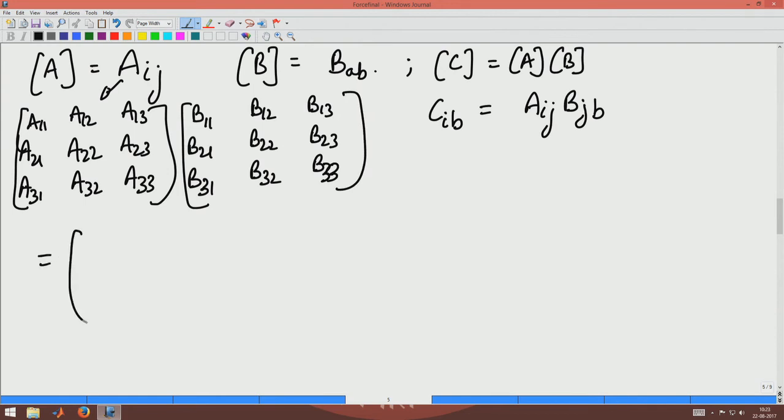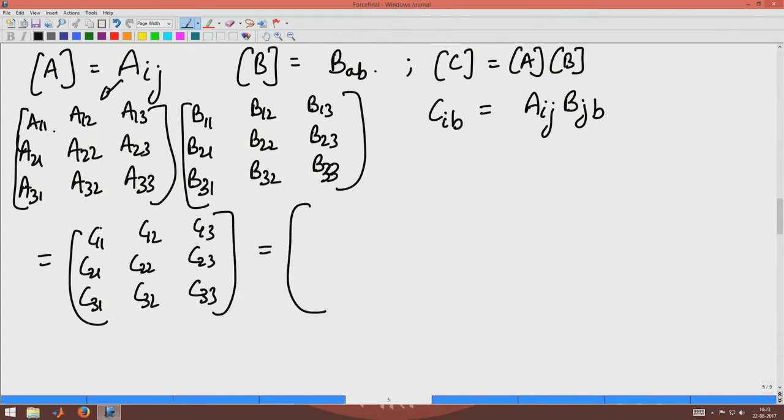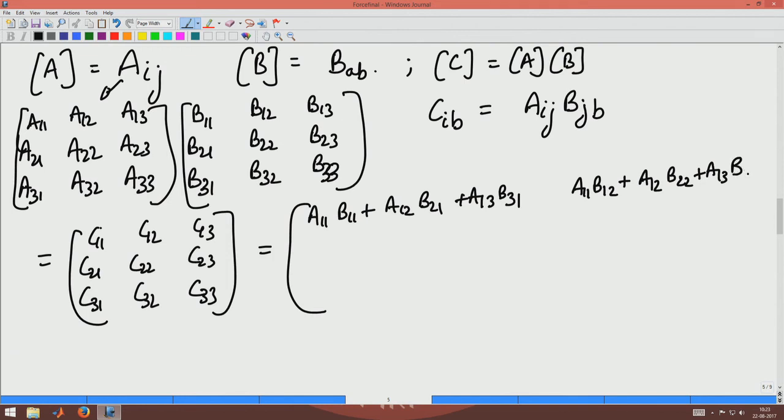Now, this is going to be equal to C11, C12, C13, C21, C22, C23, C31, C32, C33, which in terms of A and B would be A11 B11 plus A12 B21 plus A13 B31. The second entry would be A11 B12 plus A12 B22 plus A13 B32.